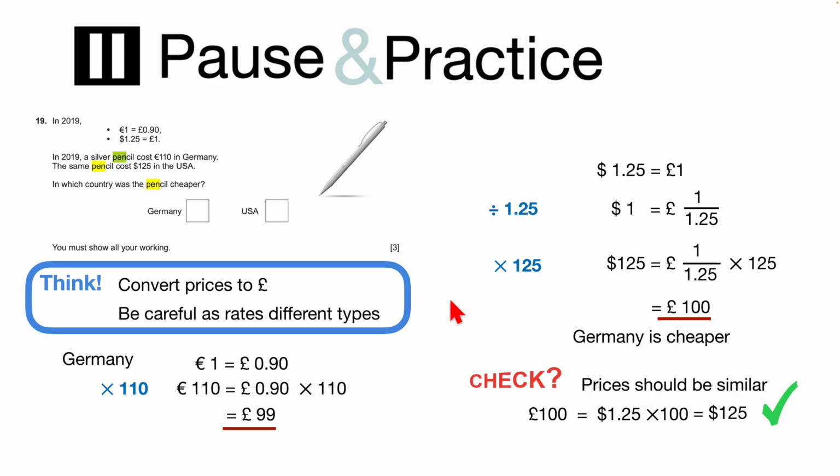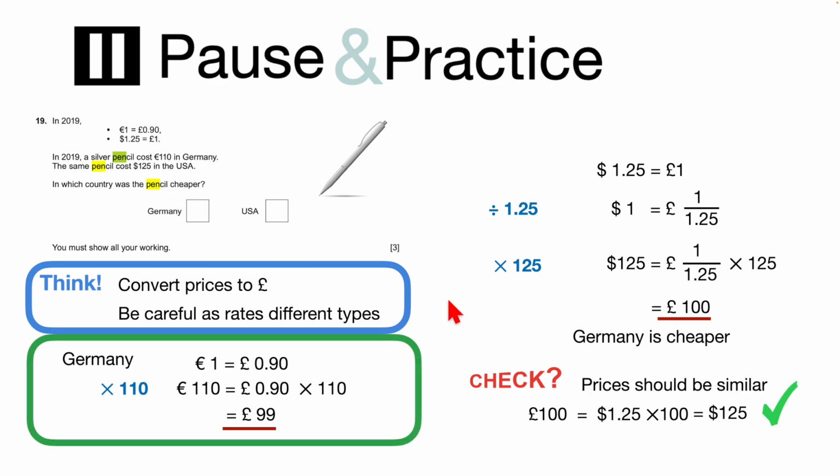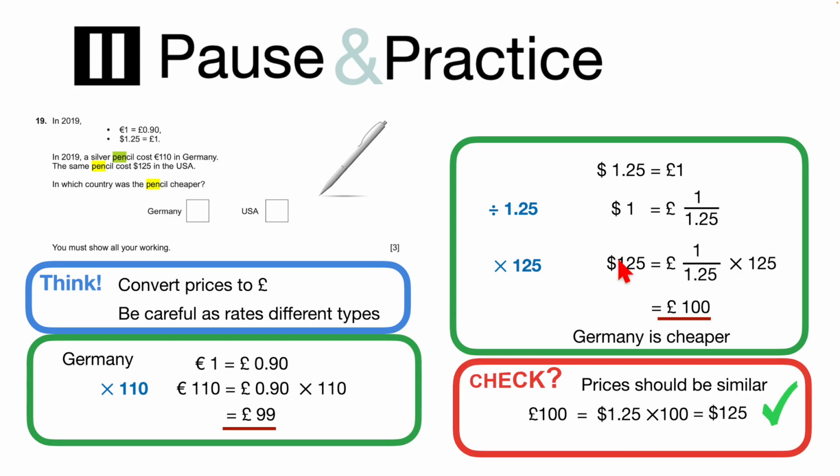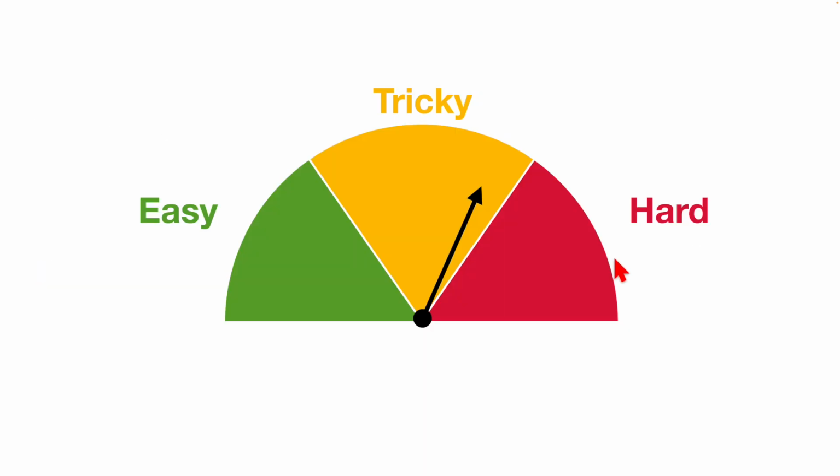Think first before you dive in. Most likely you will be converting to pounds. There's the easy one where we've got the €1 to multiply by 110. There's the hard one where we've got $1.25, so we have to divide to get what our dollar is worth, and then we multiply by the dollar price. This isn't easy. Hopefully you'll get some marks out of it. There's your workings and there's your check. This is tricky, and even when you've done it a few times, it remains tricky. I think this is a hard question.